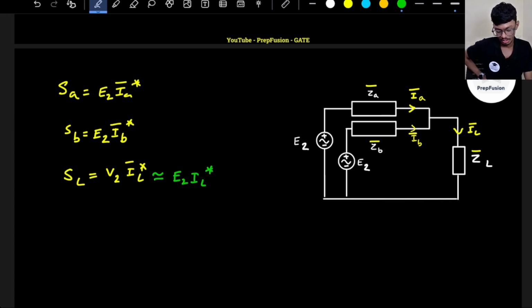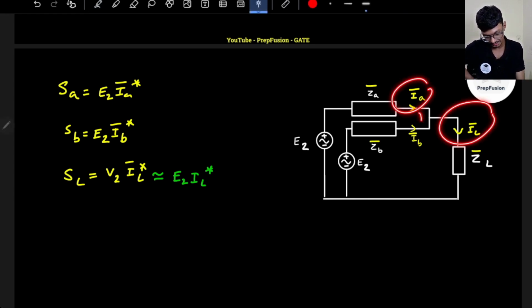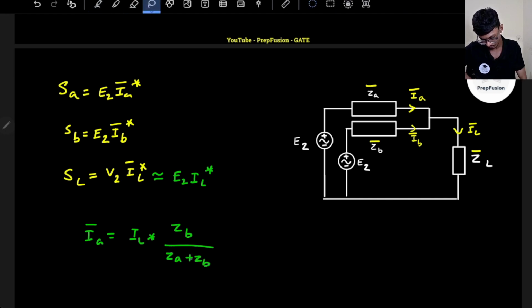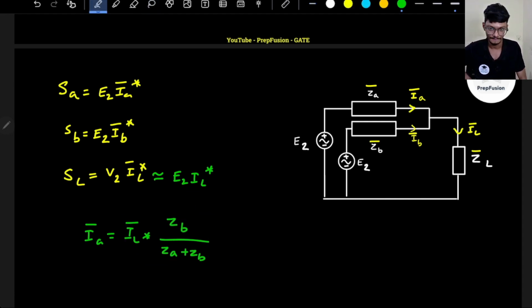So now how do I find out the load sharing? This current is IL, these currents are IA and IB. So you can use the simple current division rule. IA bar will be IL into the opposite impedance ZB upon the sum of the impedances, that is ZA plus ZB. This will be my IA.